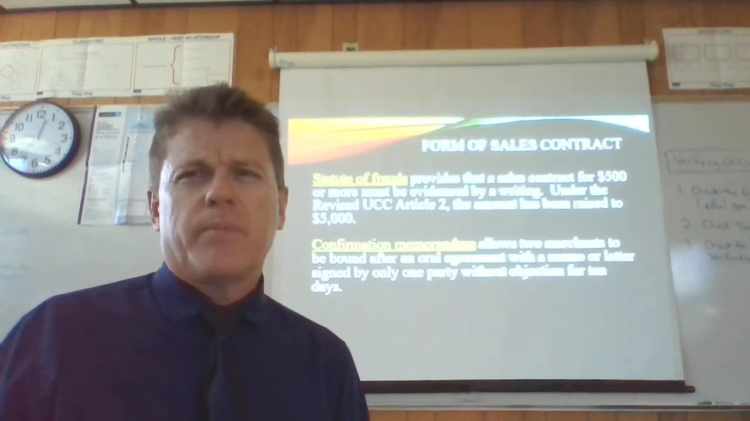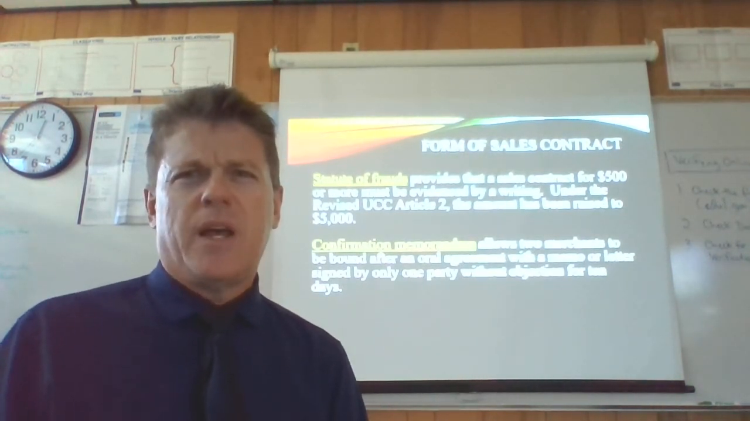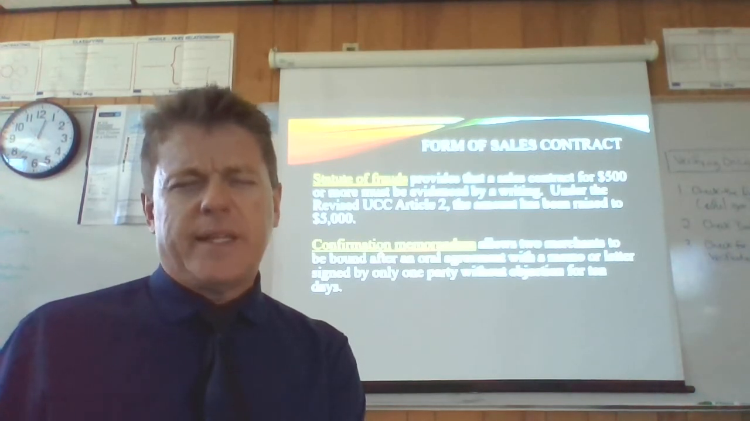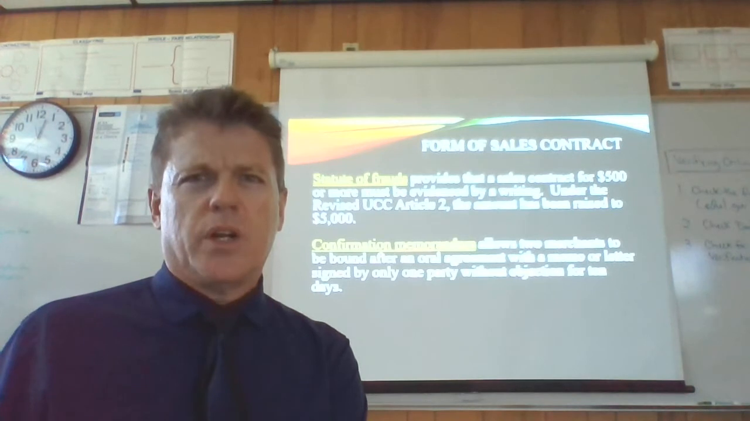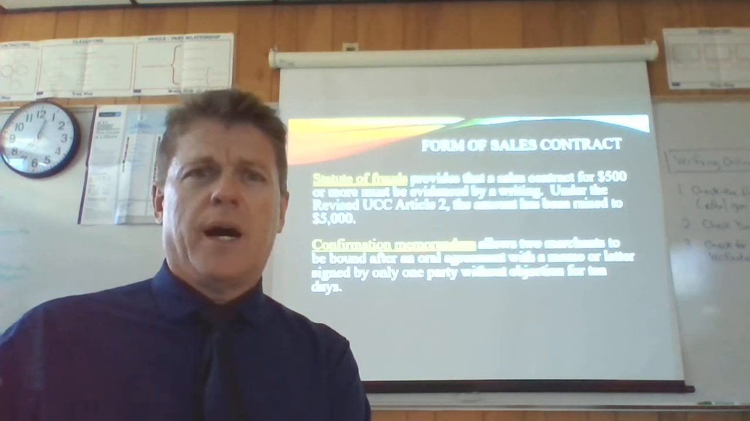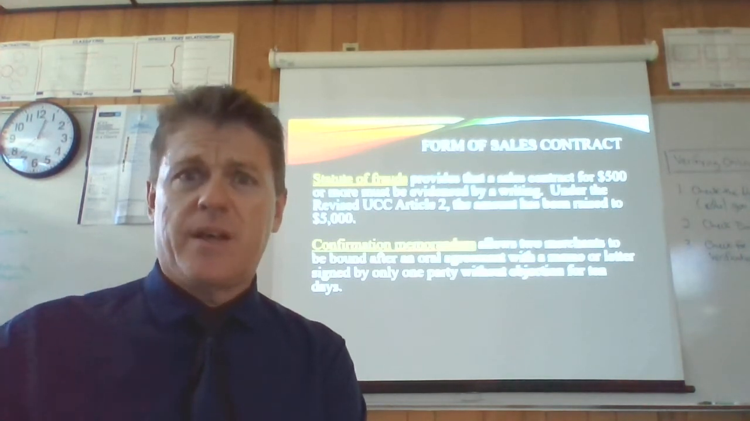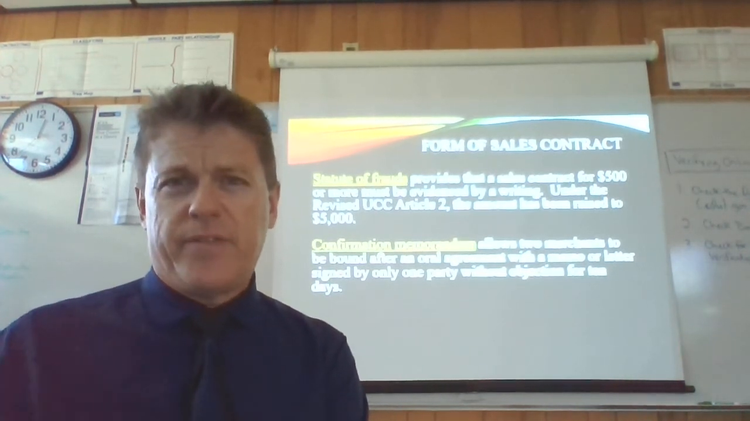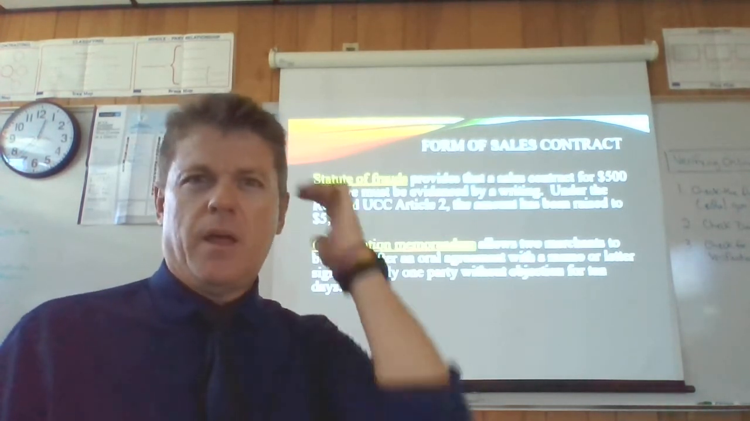Let's see. Couple of final things in this chapter. So in terms of statute of frauds, remember that we've previously discussed this. If the value of a sales contract for goods is more than $500, you have to evidence that by a writing, even though the UCC is in the process of being revised so that $500 is going to be raised to $5,000. Until that does completely go through and be adopted, it's still $500.